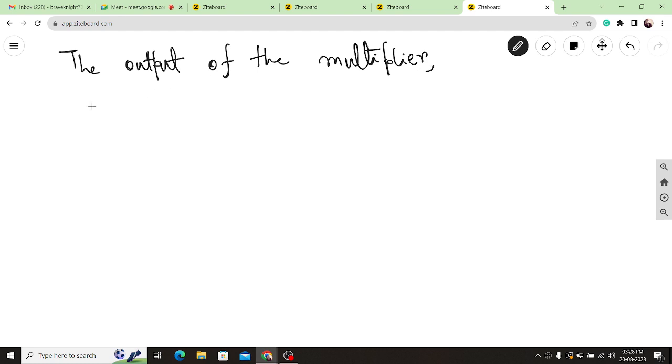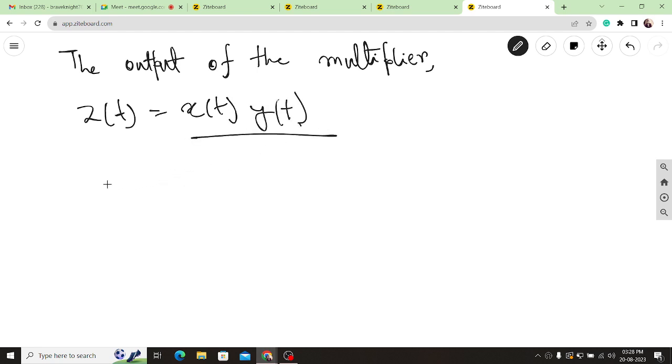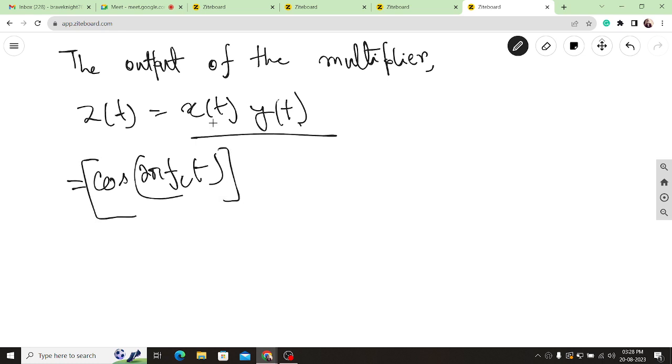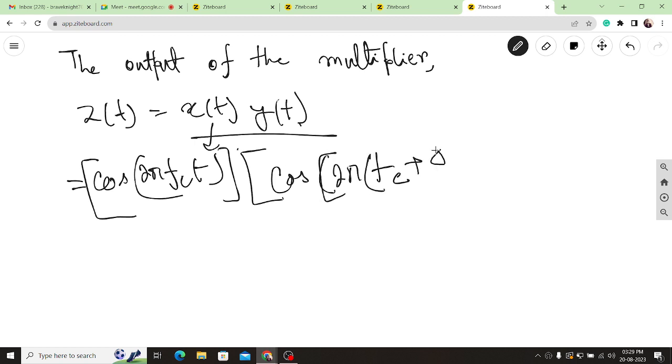So let us solve the question. So what is the output of the multiplier? That is z(t). So what is z(t)? z(t) is the multiplication of x(t) and y(t). So that is cos 2 pi fc t, this is one signal, that is x(t), into cos of 2 pi (fc plus del f) t plus del theta.